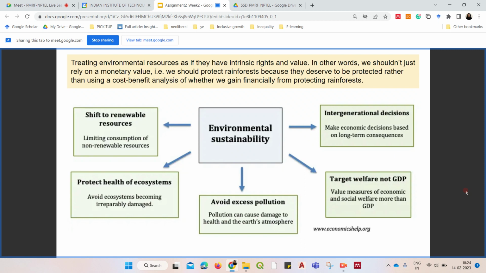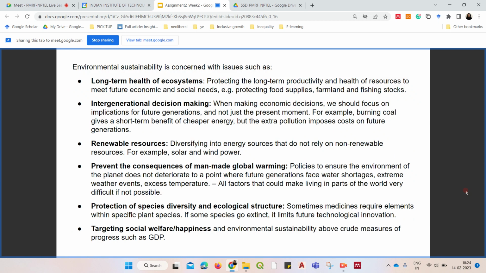I hope that is clear. Then long-term health of ecosystem, intergenerational decision making, and renewable resources, you understand. There are more other concerns. There are several other concerns also which are related to environmental sustainability.